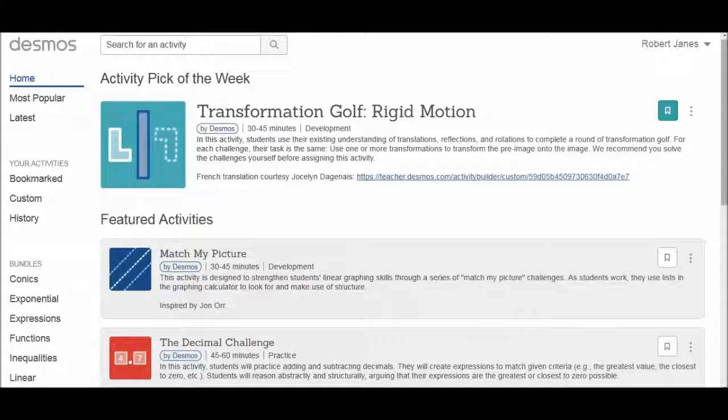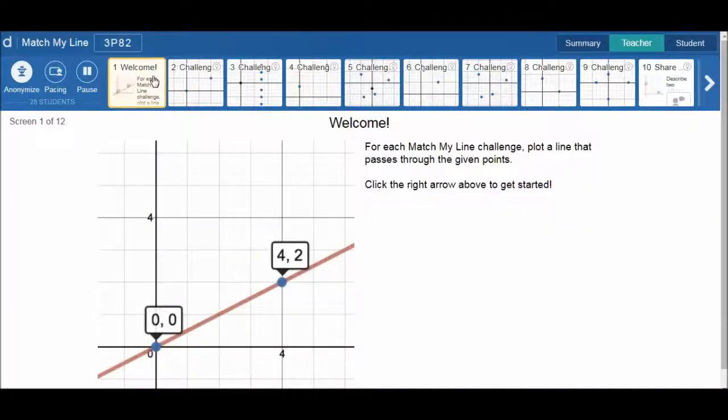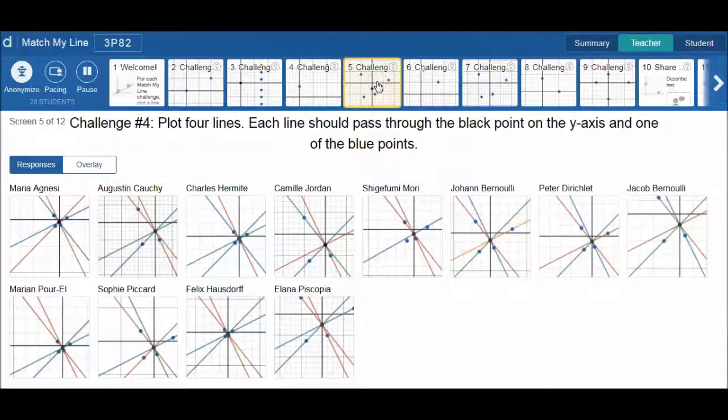I'll start by showing you how to use the tool and then a few ways to use the tool during instruction. To use this tool, open any Desmos activity involving a graph or picture that students can draw on. Then, go to the screen that you would like to overlay. I have chosen to start with an activity called Match My Line.